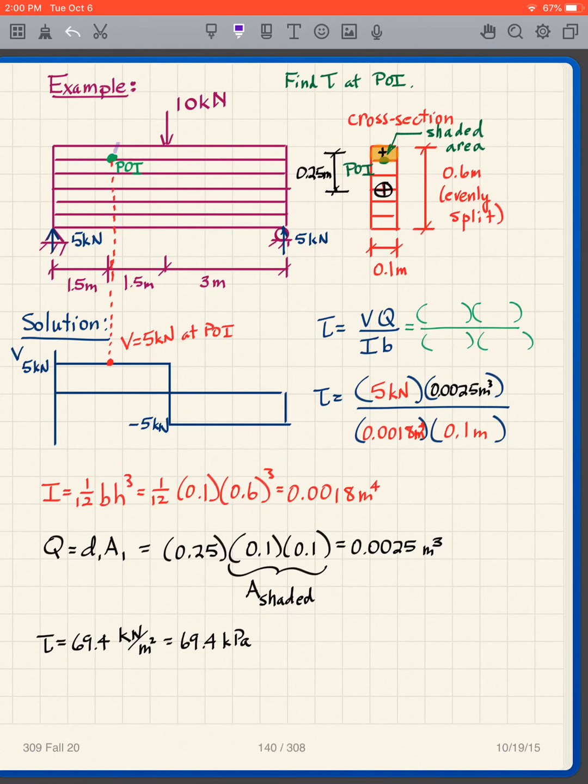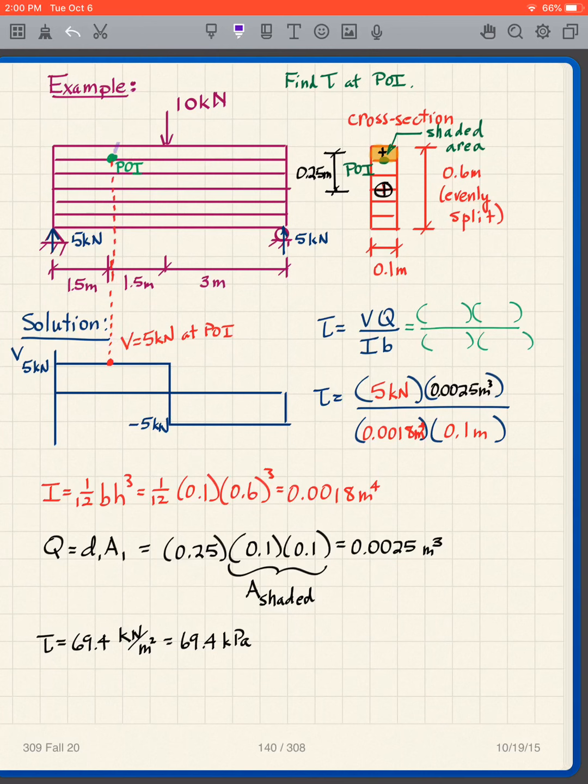Okay, so that's fine. All the dimensions are given, and I'm not going to go through all of those. Here's my point of interest. Let's find the shear stress at that point of interest given this loading condition and dimensions. Well, it's pretty straightforward. This is 10 kilonewtons, so I have reactions of 5 kilonewtons each. I draw my shear diagram. Looks like that. Up 5, down 10, over, up 5. So what do I get at my point of interest? My shear force from the shear diagram is 5 kilonewtons at the point of interest, okay?